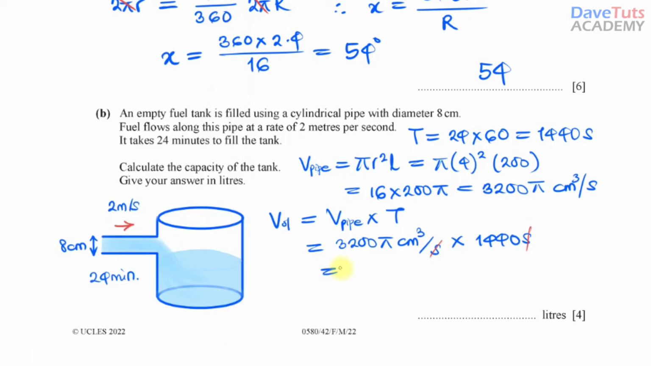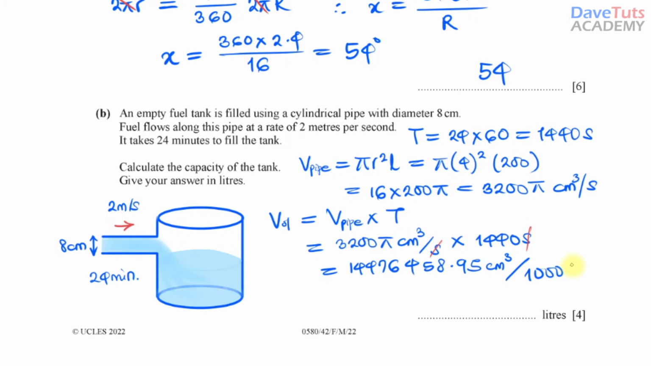So we have 144,764.58.95. But this is in centimeter cube. For us to take it to liters, we need to divide by 1000, because it is 1000 centimeters cube that constitute 1 liter.